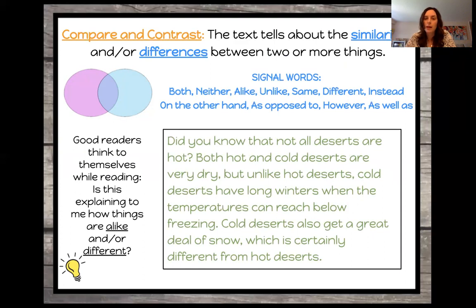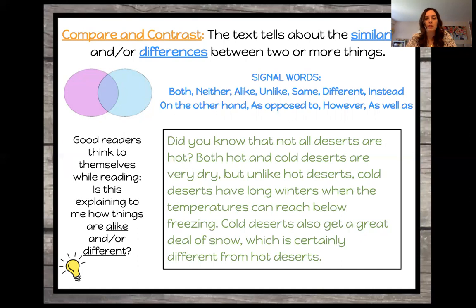Did you know that not all deserts are hot? Both hot and cold deserts are very dry, but unlike hot deserts, cold deserts have long winters when the temperatures can reach below freezing. Cold deserts also get a great deal of snow, which is certainly different from hot deserts.